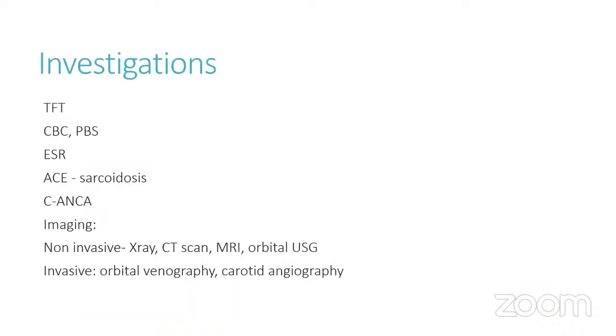The next investigations that we must do include thyroid function tests for the presence of thyroid eye disease, and CBC and peripheral blood smear to see any presence of lymphoma, leukemia, or other conditions. ESR can be done to rule out an inflammatory cause. ACE is for sarcoidosis. C-ANCA can be done. Then imaging includes non-invasive and invasive techniques. Non-invasive include X-ray, CT scan, MRI, and orbital USG. Invasive techniques include orbital venography and carotid angiography, which are more important for vascular causes of proptosis.